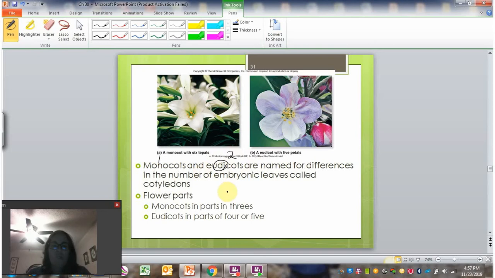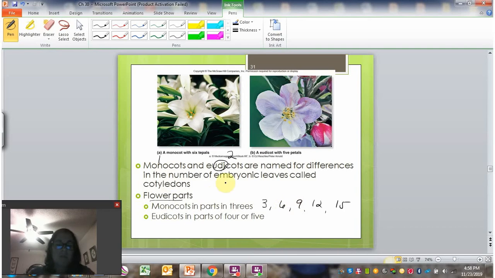So when we look at the mature plant, especially the flower, we can also tell whether it's a monocot or a eudicot because monocots have their flowers in parts of three. So if you look at a monocot, it might, for example, have three petals, or it might have six petals, or nine petals, or 12 petals, or 15 petals, or its other flower parts might be in parts of three, like it might have six stamens, for example.